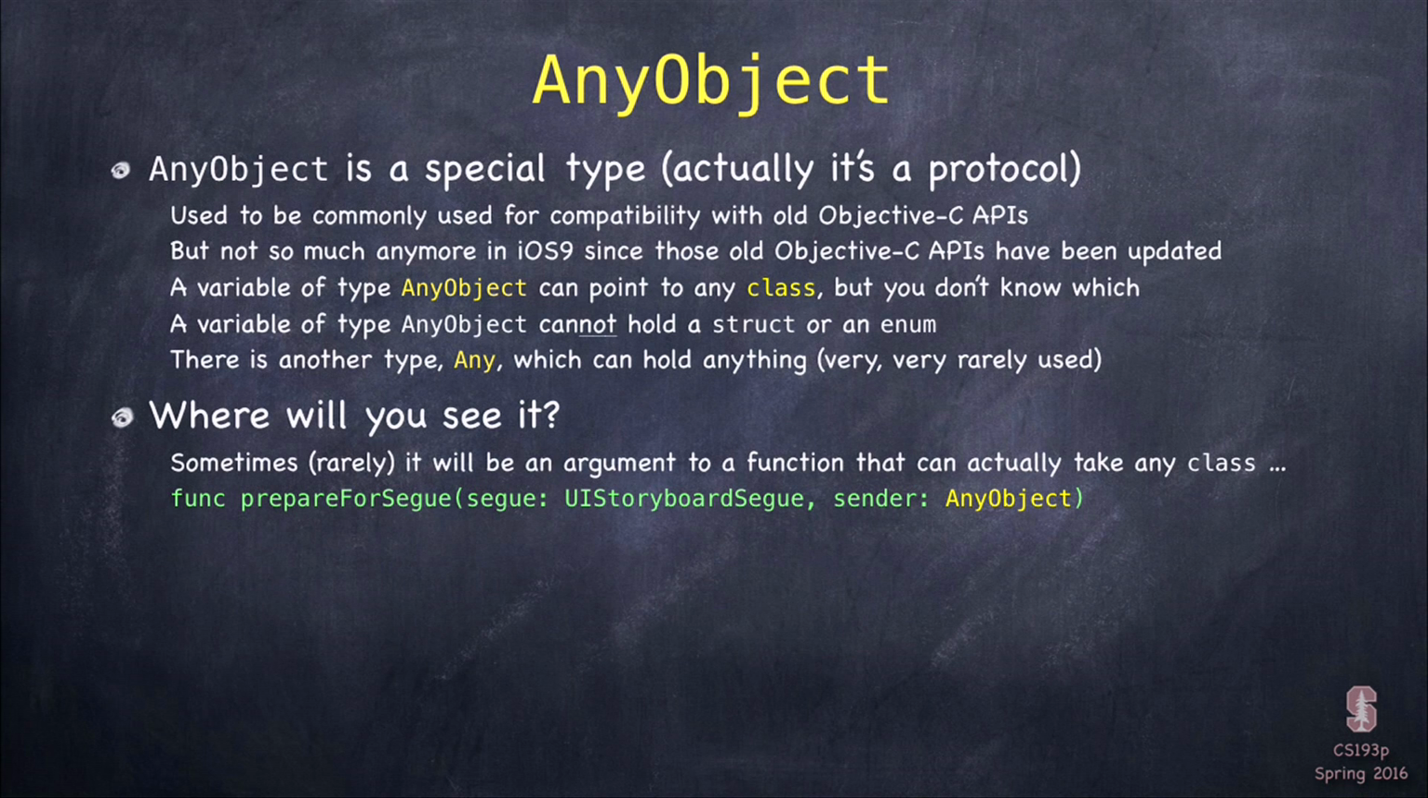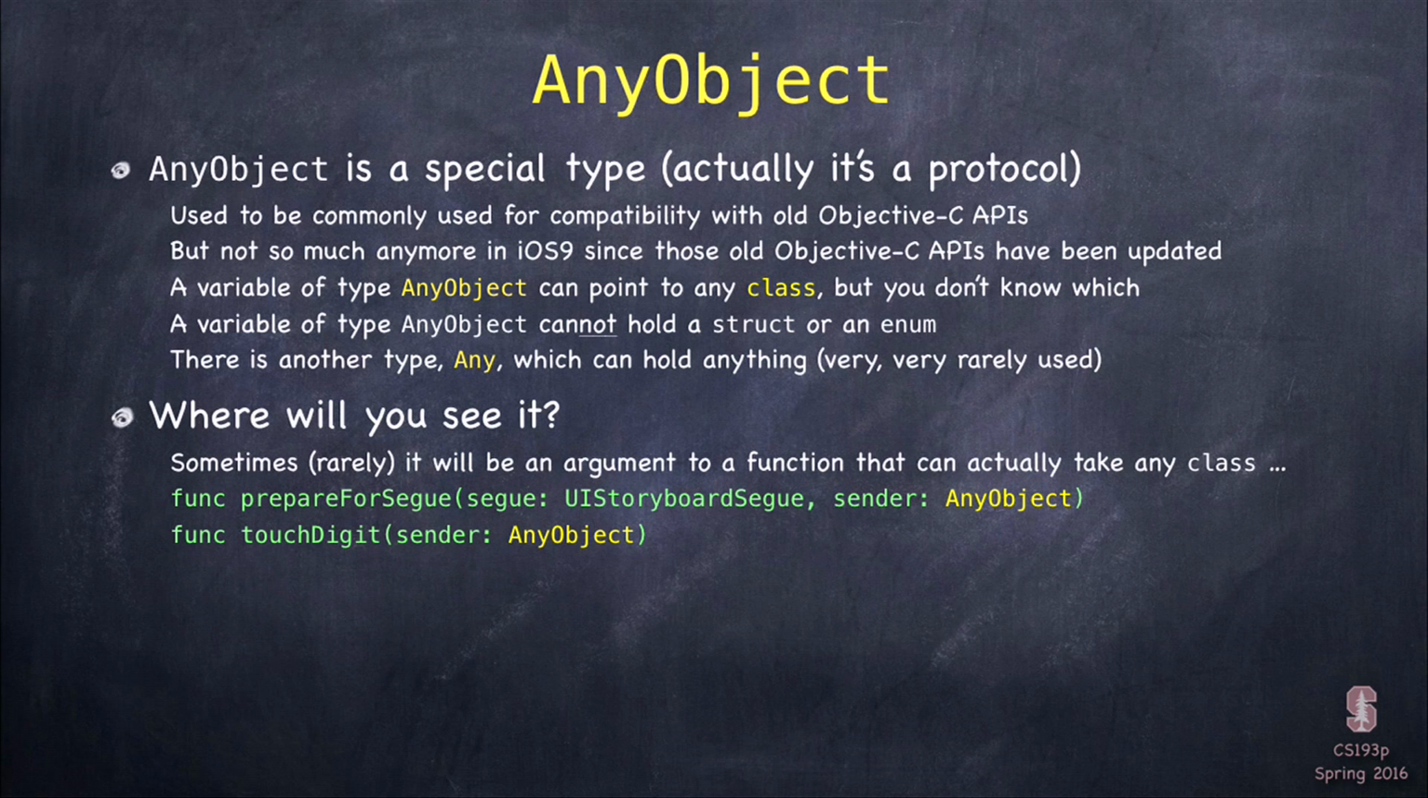Well, the sender, in other words, the object that initiated the transition, could be lots of different kinds of objects. It might be a button you clicked on. It might be a row in a table. It might be some custom code inside of your controller. So this sender has to be AnyObject, because we don't know if it's a button or a table row or what it is. It could be many things, so we have to type this as AnyObject.